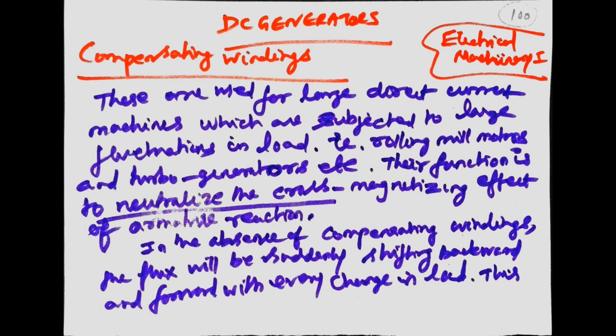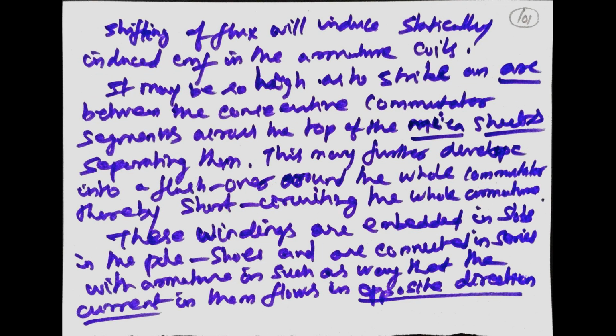In the absence of compensating windings, the flux will be suddenly shifting backward and forward with every change in load. This shifting of flux will statically induce EMF in the armature coils. It may be so high as to strike an arc between the consecutive commutator segments across the top of the mica sheets separating them. This may further develop into a flashover around the whole commutator, thereby short circuiting the whole commutator.